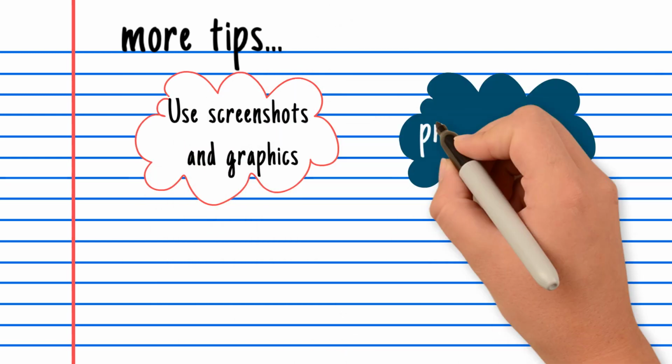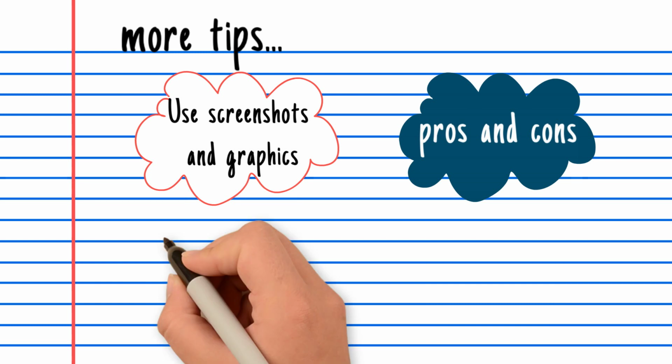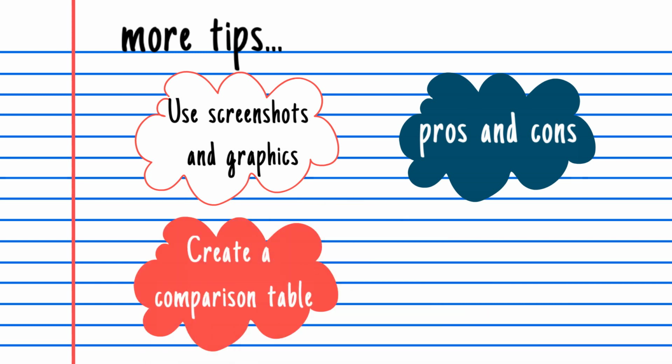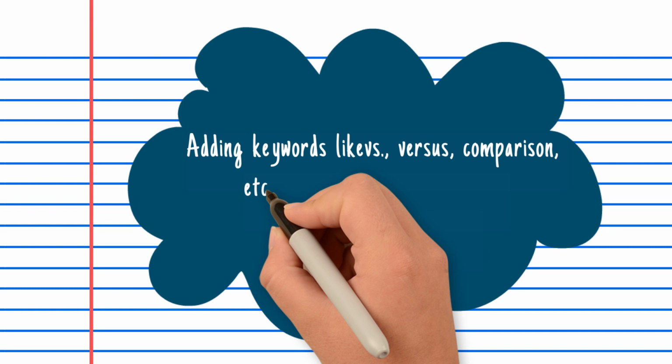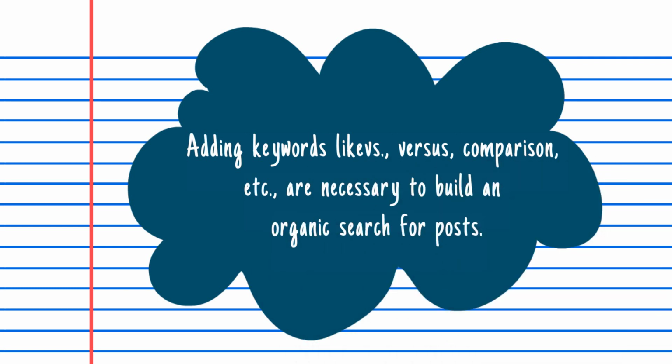Write a list of pros and cons for all the tools you're comparing. Create a comparison table to give a quick overview. Compare their pricing plans as well. Adding keywords like versus, comparison, etc., is necessary to build organic search for posts.